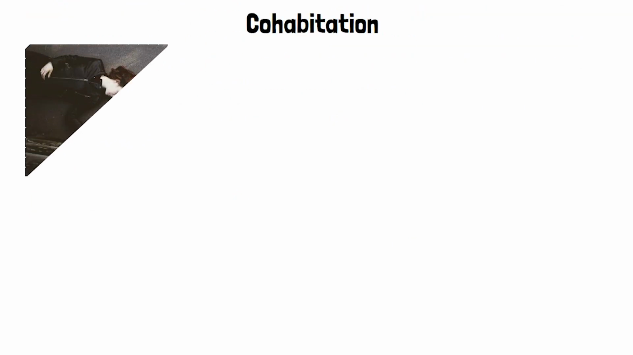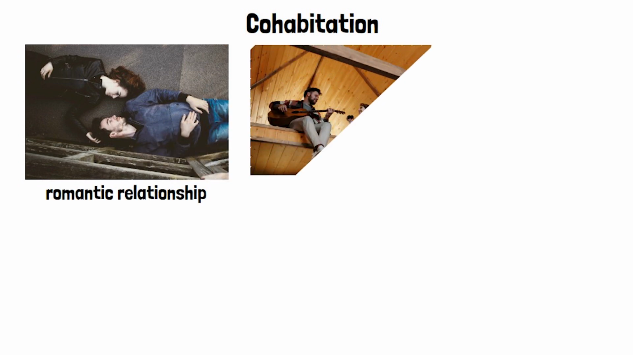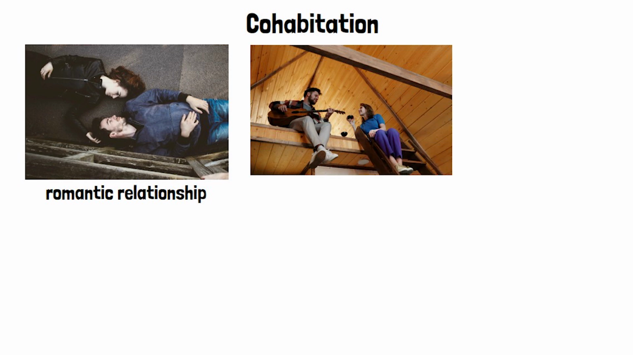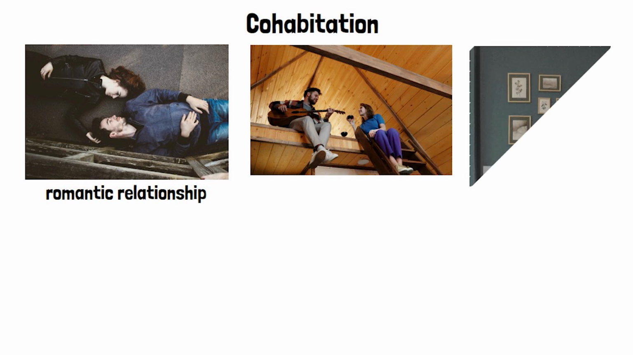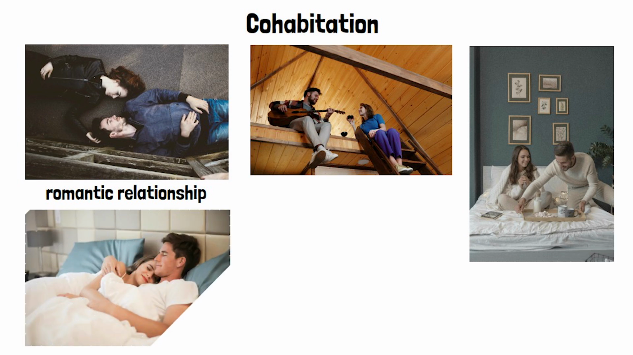Cohabitation. Cohabitation refers to the living arrangement where two individuals, typically in a romantic relationship, share a household and live together without being married or in a legally recognized partnership. This arrangement has become increasingly common in modern societies, reflecting changing attitudes towards marriage, relationships, and living arrangements.